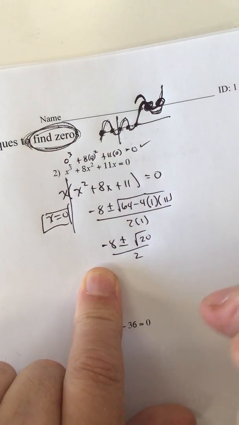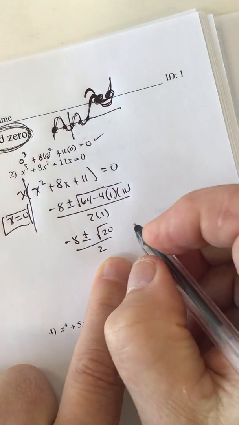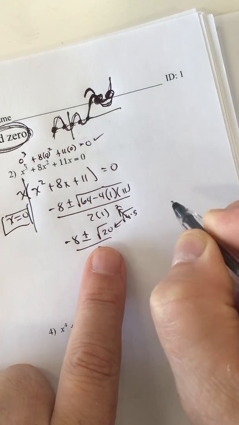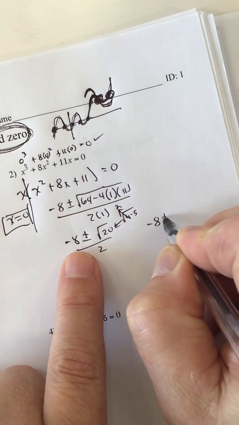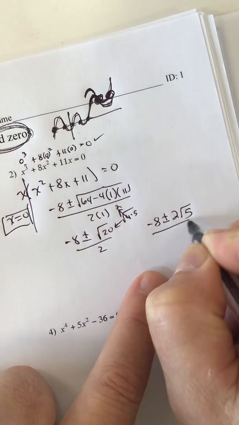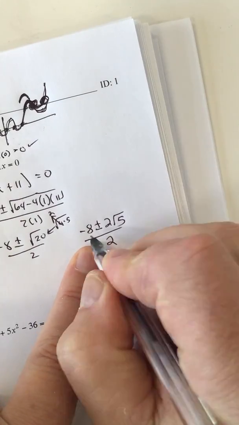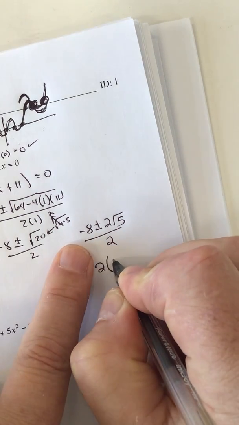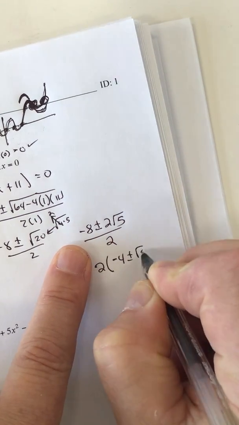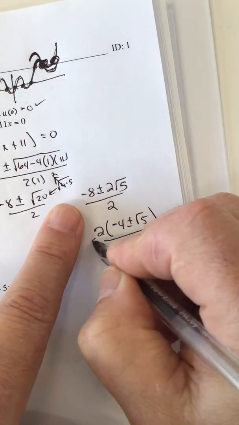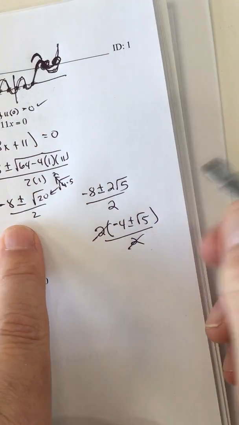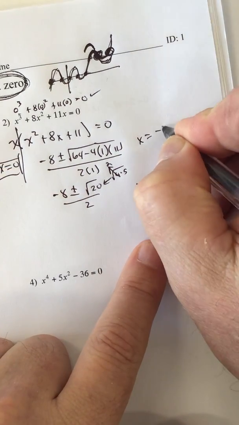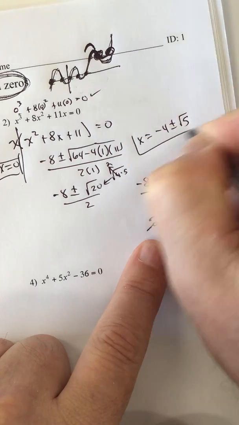Now I'm doing it like this just to show you what books tend to do. That 20 is really the square root of 4 times 5, so the 4 can come out as a 2. So that's really negative 8 plus or minus 2 square roots of 5 over 2. This top has a 2 in it, so I could factor the 2 out. So if I factor a 2 out, it would be negative 4 plus or minus the square root of 5 over 2. And now those 2's cancel out. So if this problem was in a book, it would say 0, and then it would have the other answers as -4 plus or minus the square root of 5.